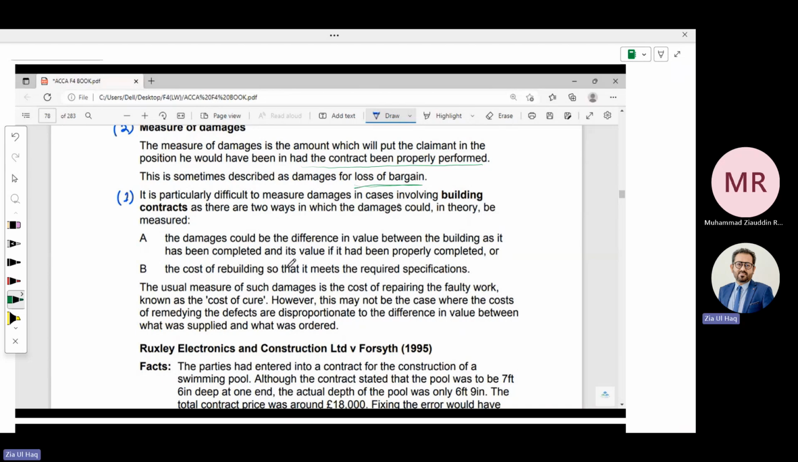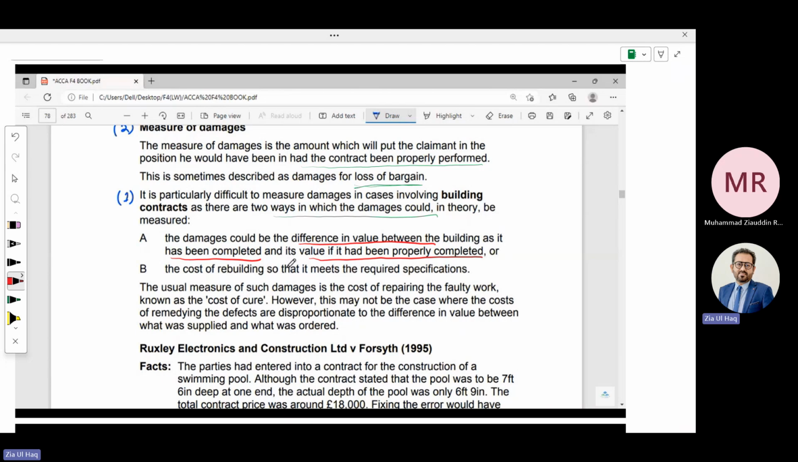it is particularly difficult to measure damages in a building contract, as there are two ways in which the damages could in theory be measured. I mean, in case of a building contract, how can damages be measured? First, the damages could be the difference in value between the building as it has been completed and its value if it had been properly completed.